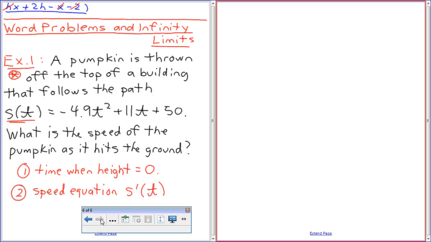How do we find when the pumpkin hits the ground? Yeah, very good. So we just solve this equation.